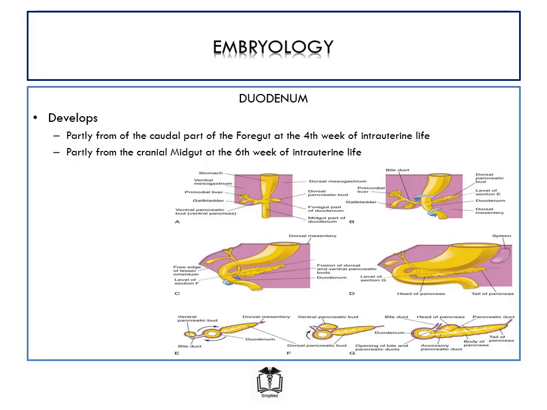Let's end this module by talking about the embryology. We'll talk about the embryology of the duodenum, and then we'll focus on the embryology of the jejunum and the ileum finally. The duodenum tends to develop partly from the foregut and partly from the midgut.